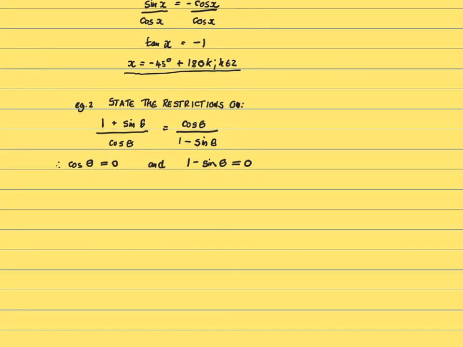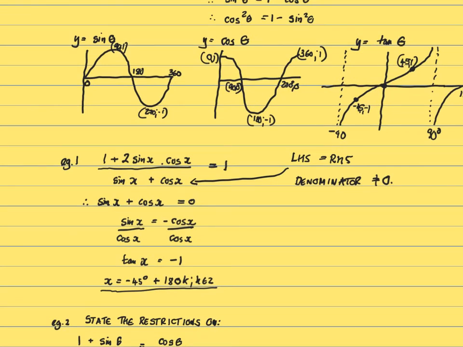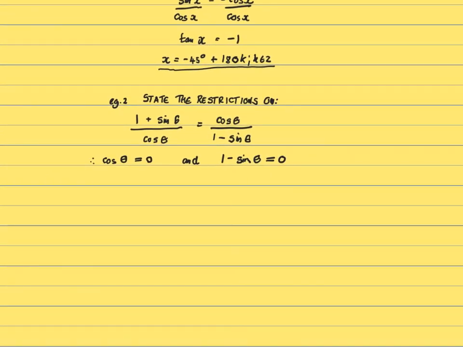Now, if I know my graphs properly, and I go back up to my cos graph, I can see quite clearly where cos is equal to 0: at 90 or 270. So if I come back here, I can say theta is not allowed to be 90 degrees plus 360k, where k is an element of integers, or theta is not allowed to be equal to 270 degrees plus 360k, where k is an element of integers.